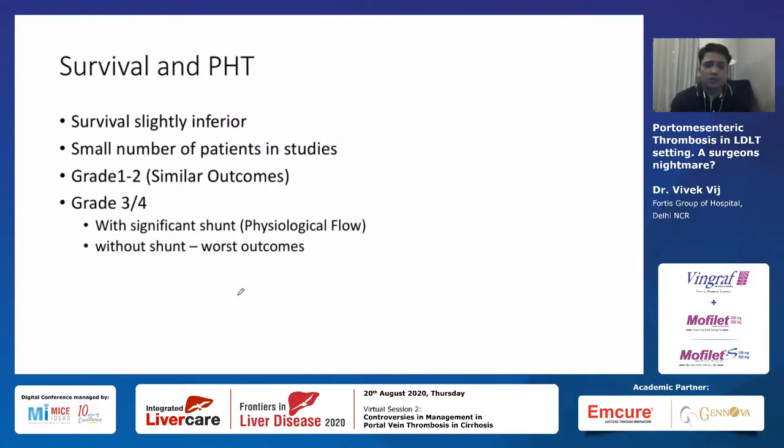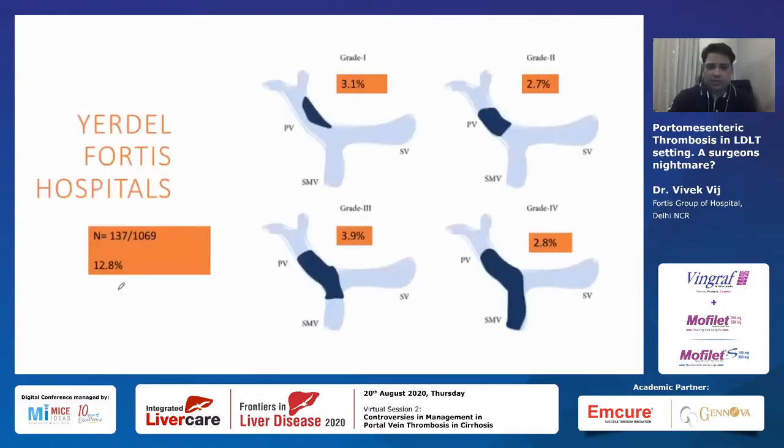Most of the studies have shown that survival may be slightly inferior, especially in grade 3 and grade 4 portal vein thrombosis, because the surgical options are limited. Surgery is difficult. There is more blood loss. There is more infection. But the data is so scarce that we cannot conclusively say that results are inferior. With a small number of patients, grade 1 and 2 have similar outcomes; in grade 3 and 4, of course, we can expect slightly lower.